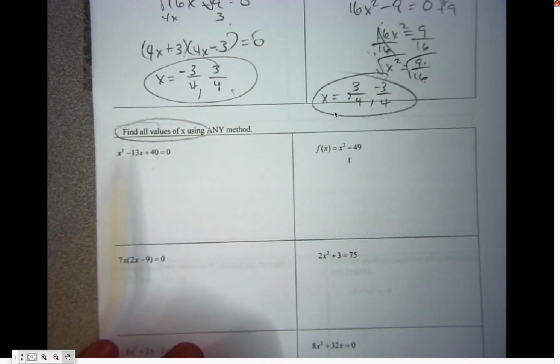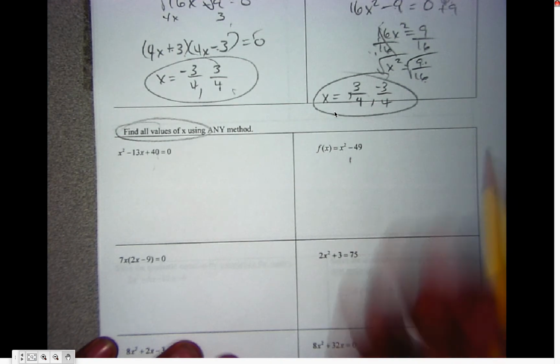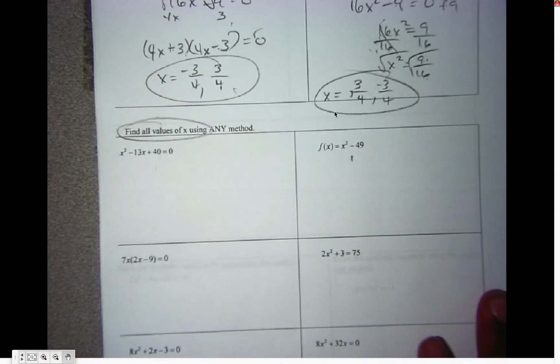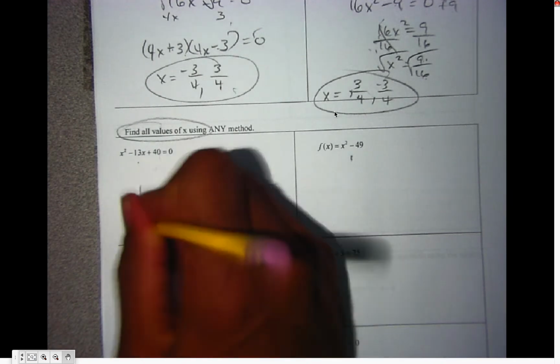So now here, it says find all values of x. So now the rest of these problems, I'm just finding x, okay? Just like before, okay? So now, here I want to do the box, okay? Because I've got three numbers and they're all different.